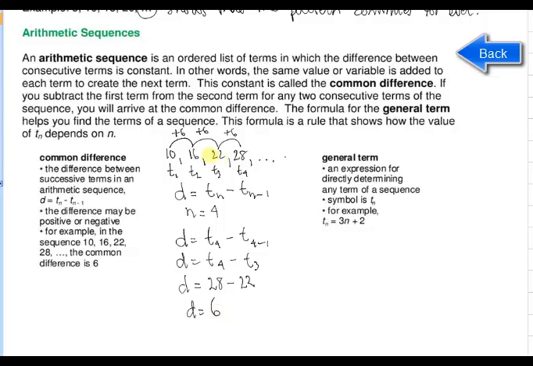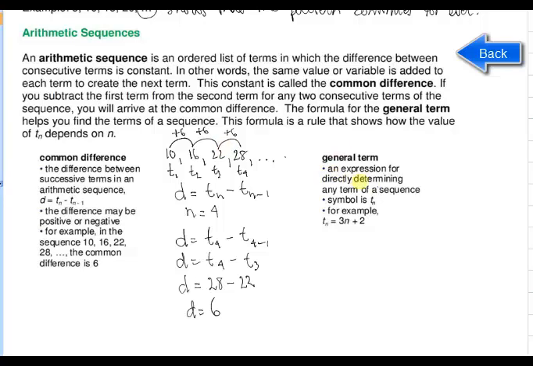And you can do that for any of these terms. As long as the two numbers are consecutive, you're going to take the second of the two consecutive numbers and minus the first one from that. So 16 minus 10 is 6, 22 minus 16 is 6, 28 minus 22 is 6.